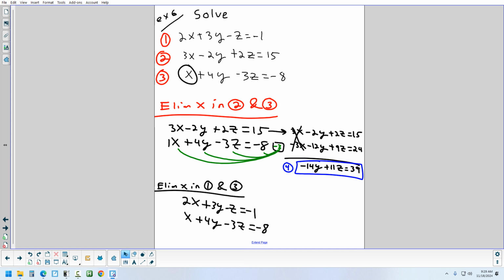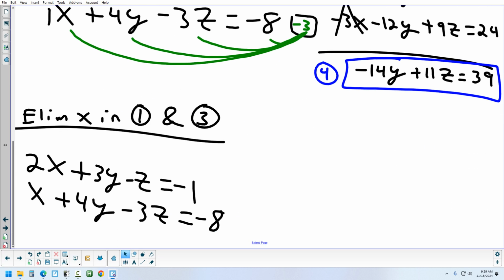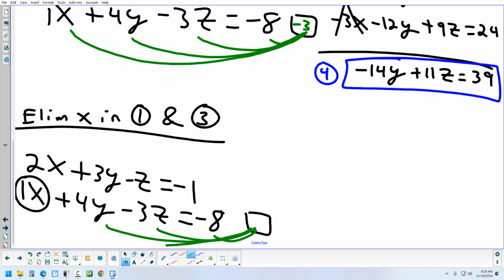I'm just going to hold that over. Okay, so we're trying to eliminate x. I need these numbers to be opposites. So what number do we want to turn this into? We want that to be a -2. So what would you multiply by? -2. Yep.